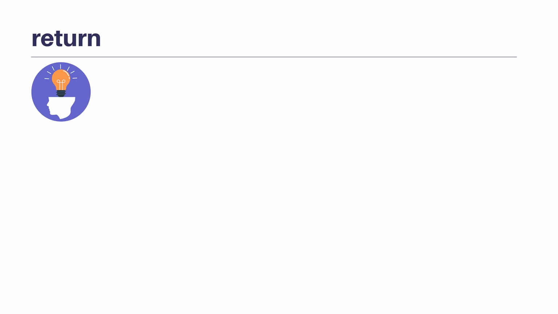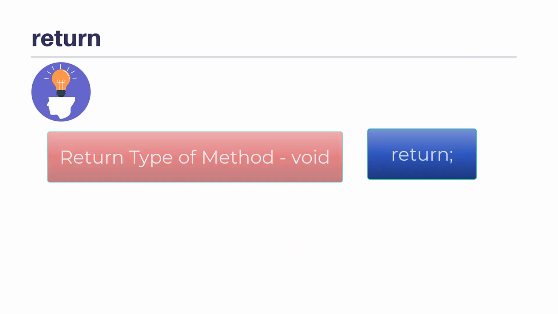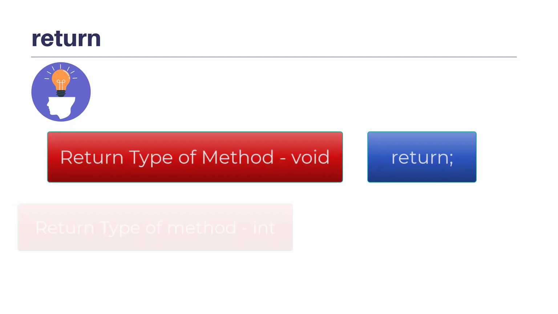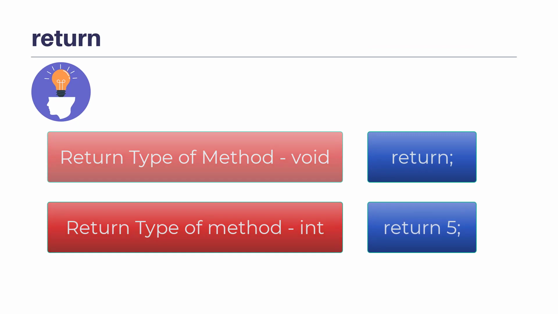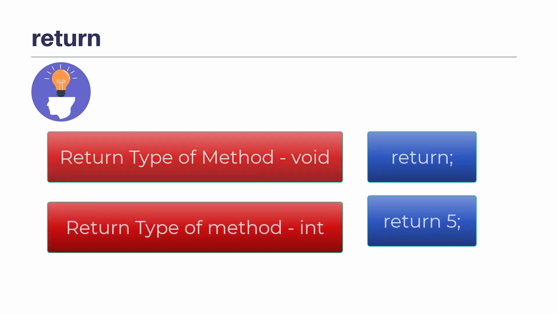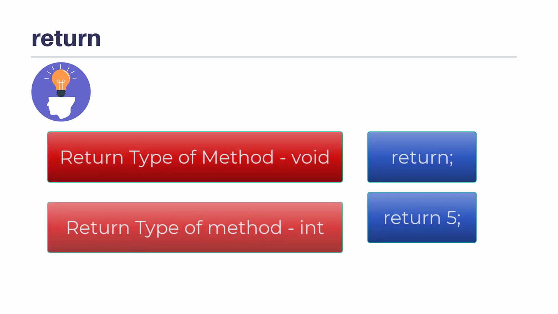If the return type of a method is void, then the syntax is just the return keyword followed by the semicolon. But if the return type of a method is not void, and if the method is supposed to return a value of any specific type, in that case, the return keyword will be followed by a variable of that type, or it can also be followed by a value which can be assigned to that particular type.